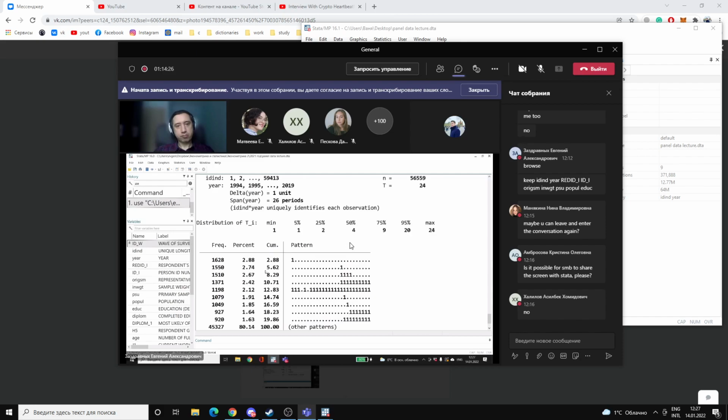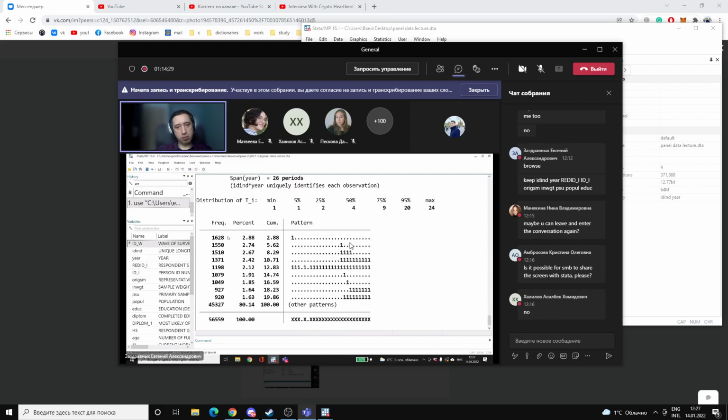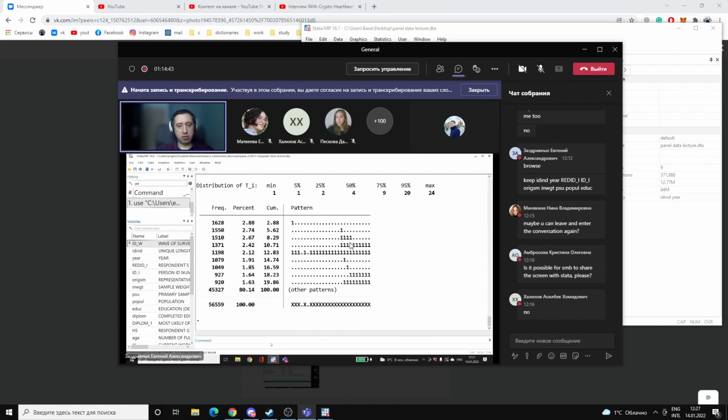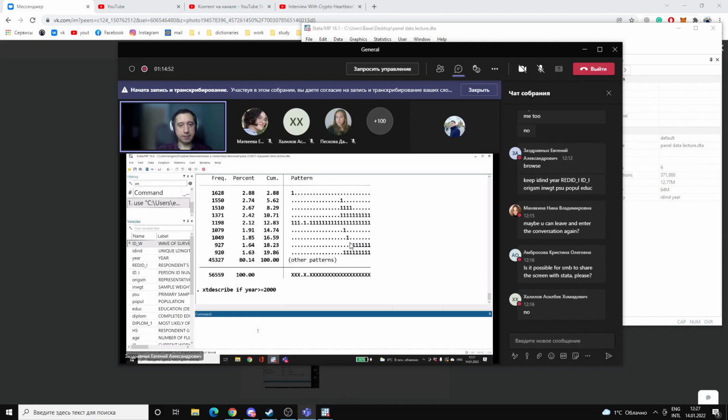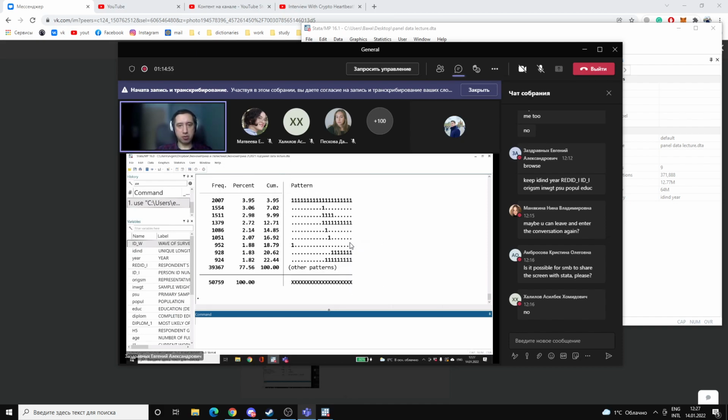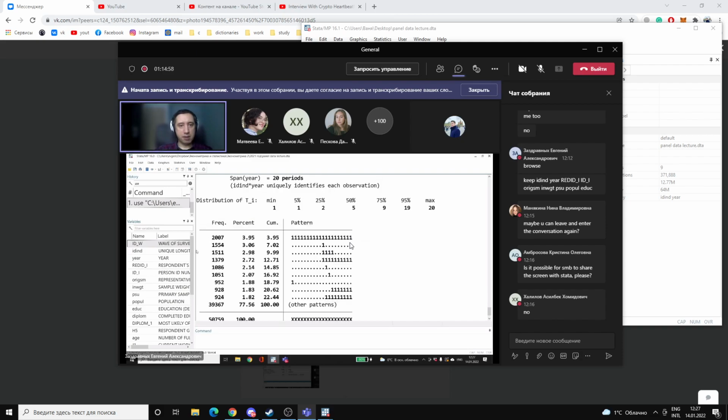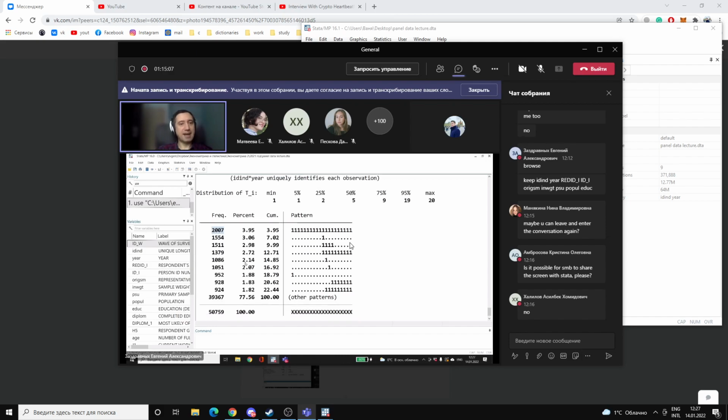Well, this information is pretty important because it shows, for example, if you want to analyze data on the same individuals from 2000 to 2019. In this case, you should use the if operator, and you will see that, okay, but I want to analyze persons from 2000. My sample in this case will be nearly 2,000, will consist of 2,000 respondents. It's a pretty small sample, by the way.